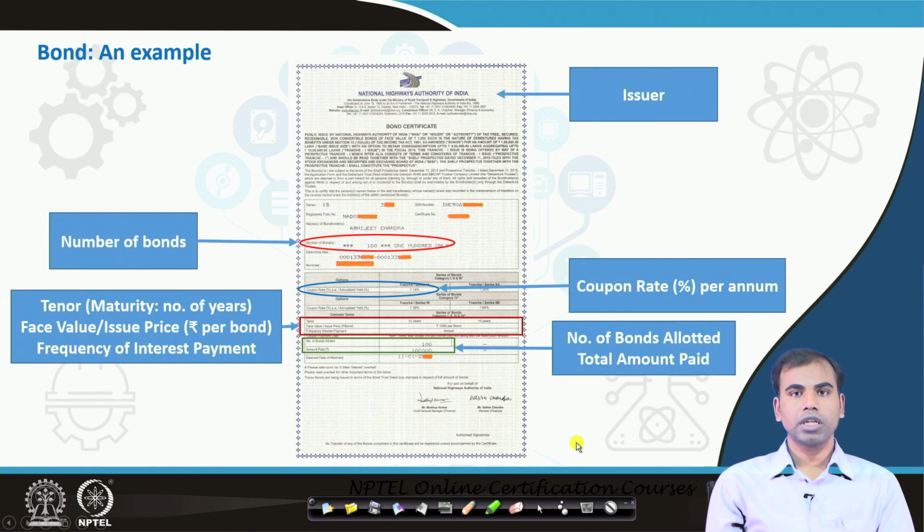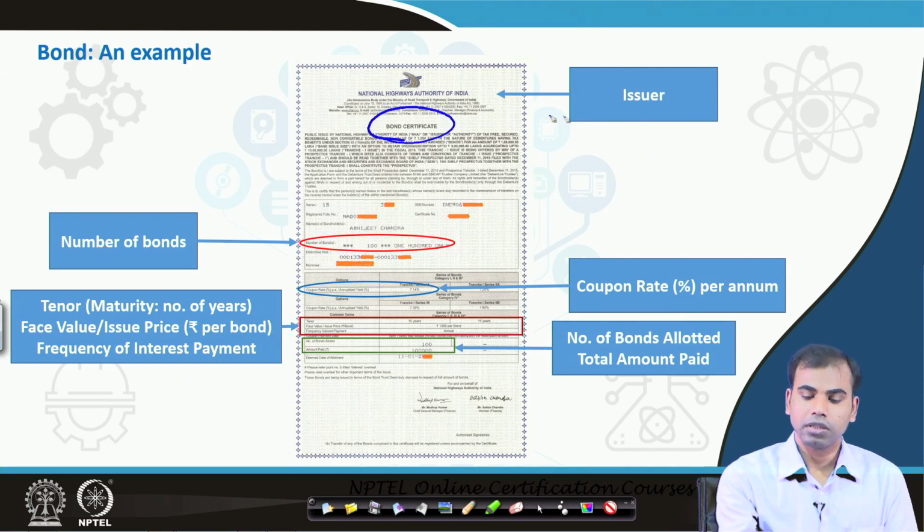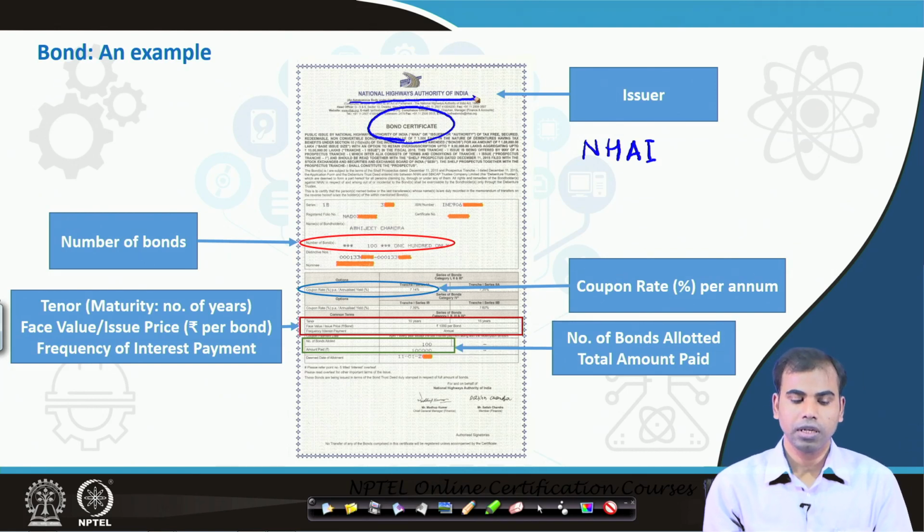Here I show you an example of a bond issued by some agency or an organization. So, if you look at the bond characteristic, this is basically known as a bond certificate. The issuer is National Highway Authority of India, which is given at the top of the bond certificate. This bond has certain data, certain information embedded in it.